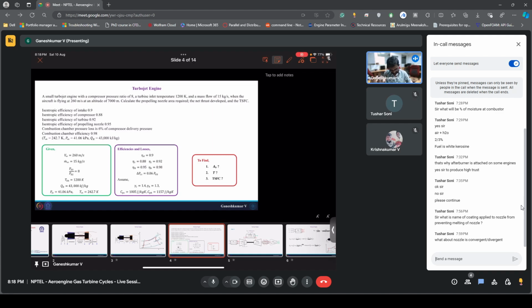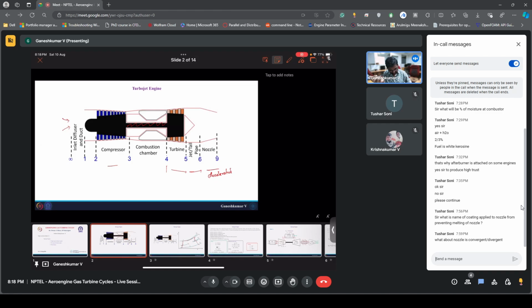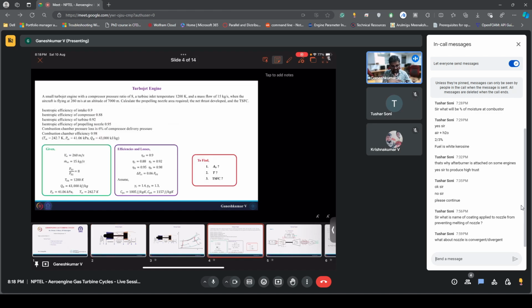In the next week, we will take this turbojet engine and add an afterburner to it. Then for the same question, with an afterburner, we will see what parameters it is affecting, and why we even need an afterburner. You will get more understanding about why we need an afterburner, what the reason to add it is, and how it is physically changing things.